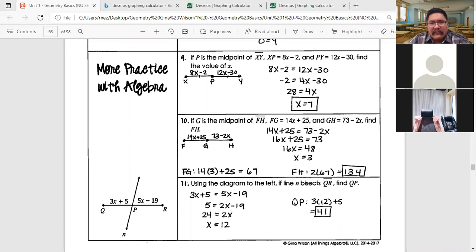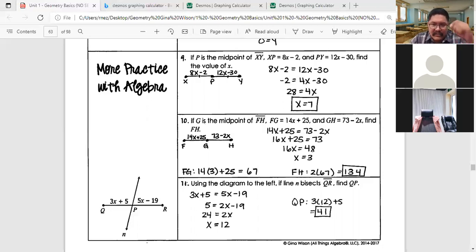All right, but that's not what we're looking for. Remember, we want the length QP. QP is 3x plus 5, so I'm going to substitute in 12. 3 times 12 is 36, plus 5, that gives us 41. Let's write it the way we're supposed to: QP equals 41. And I could put the little line segment on there. That's probably the best thing to do.